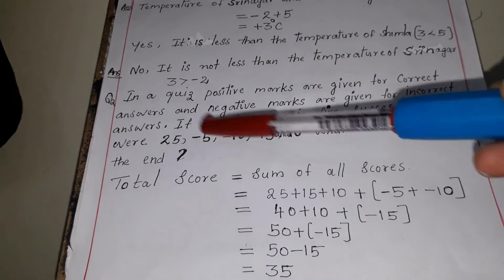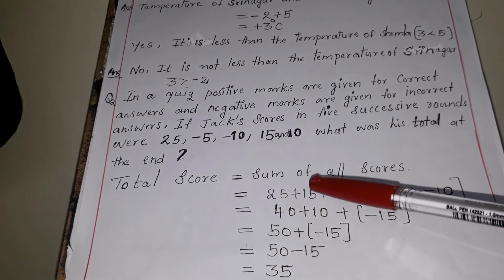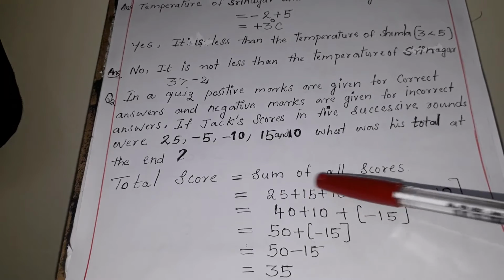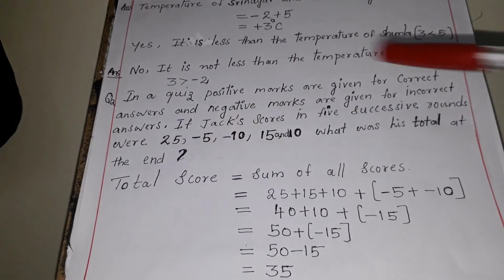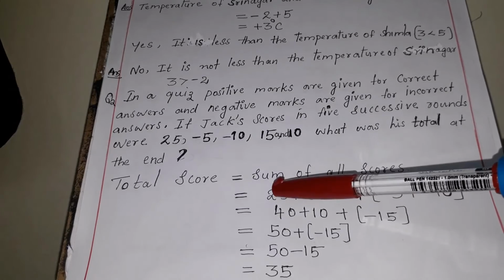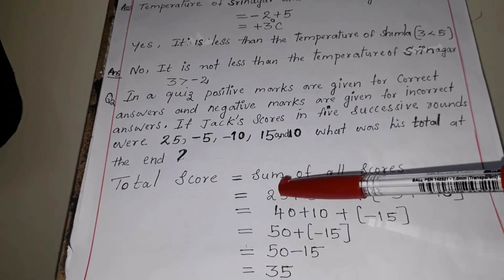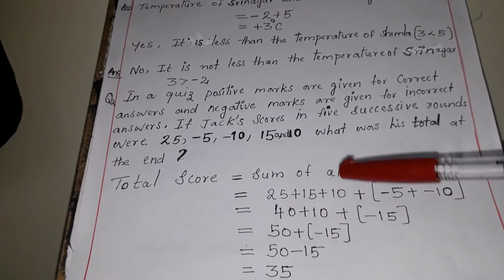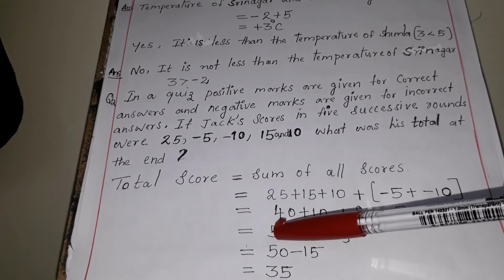First of all, we should add all positive numbers: 25 plus 15 plus 10, and then the negative numbers, minus 5 and minus 10. So first we should add 25 plus 15 plus 10. What is the total you get? 25 plus 15 we get 40, then plus 10. So we get 40 plus 10, which is equal to 50.